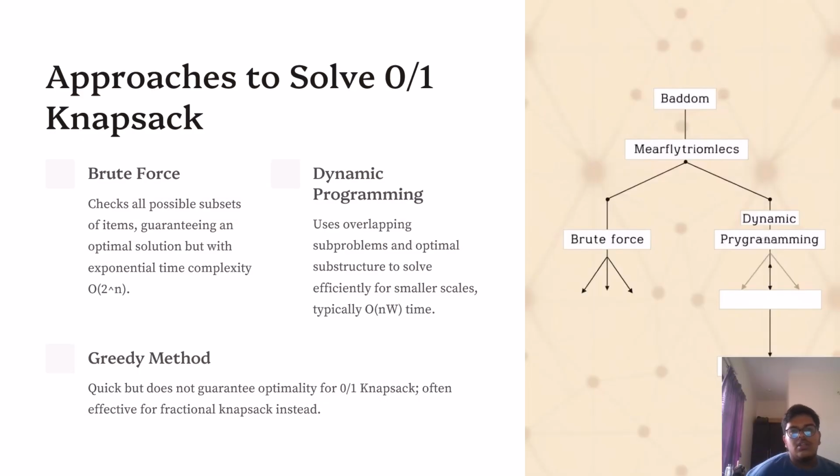Approaches to solve knapsack problems. Brute force: check all possible subsets of items, guaranteeing an optimal solution, but with exponential time complexity O(2^n). Dynamic programming: this method uses overlapping subproblems and optimal substructure to solve efficiently for smaller scales, typically O(nW). Greedy method: quick but does not guarantee optimality for the knapsack problem. It is effective for fractional knapsack instead.